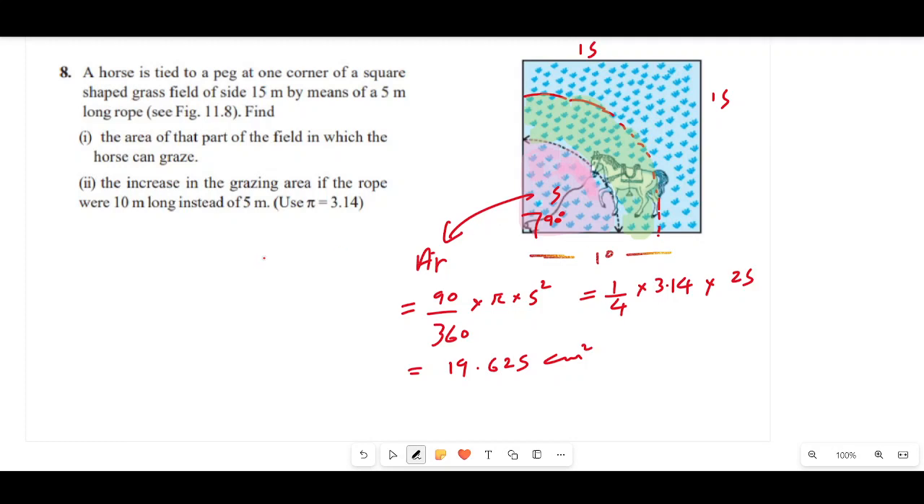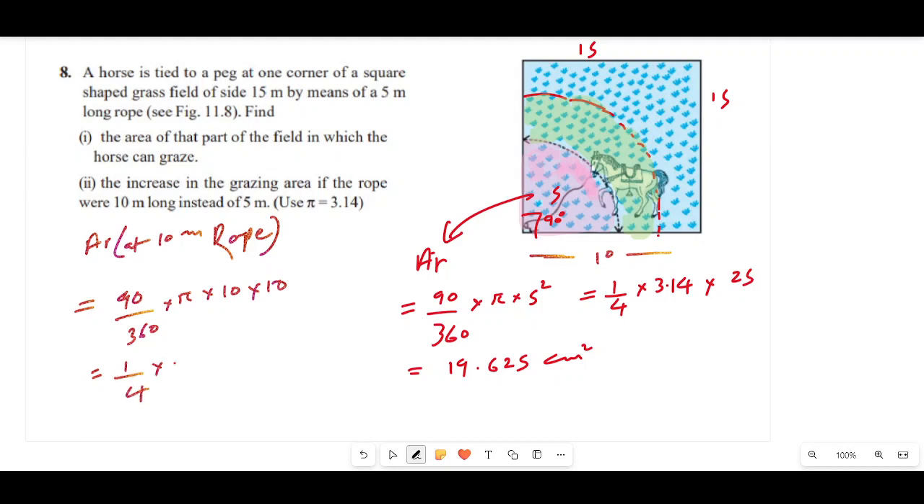So the area with a 10 meter rope will be the same, 90 by 360 into pi into 10 into 10. Here 1 by 4, 3.14, and this is 100. After solving this we will get 78.5 meter square.